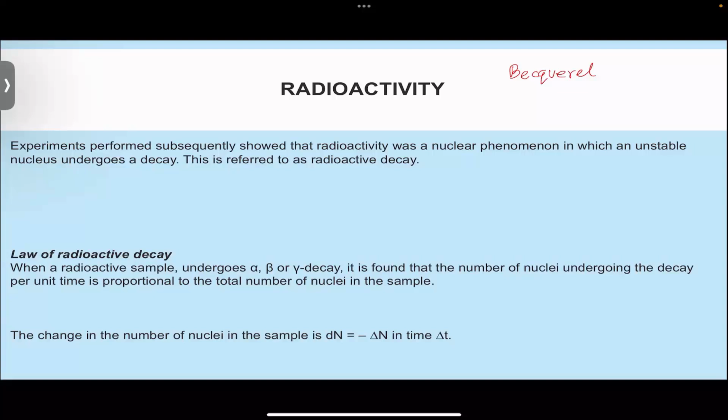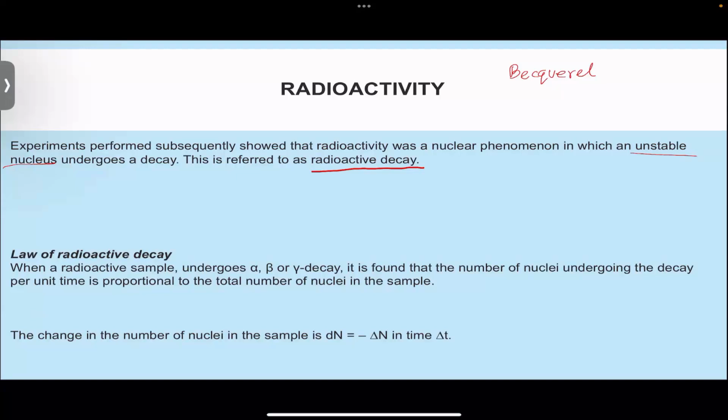Later on, there were experiments conducted, and that's when people started understanding the entire phenomenon of radioactivity of a nucleus. Essentially, we have seen that neutrons within the nucleus are stable, but if a neutron is ejected out of the nucleus, it will become unstable, and then you will have something called radioactive decay.